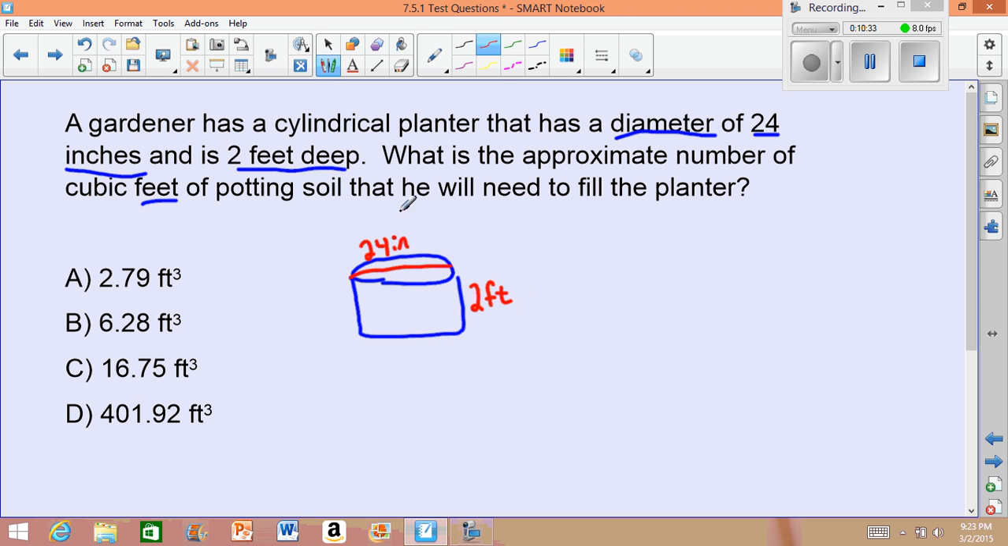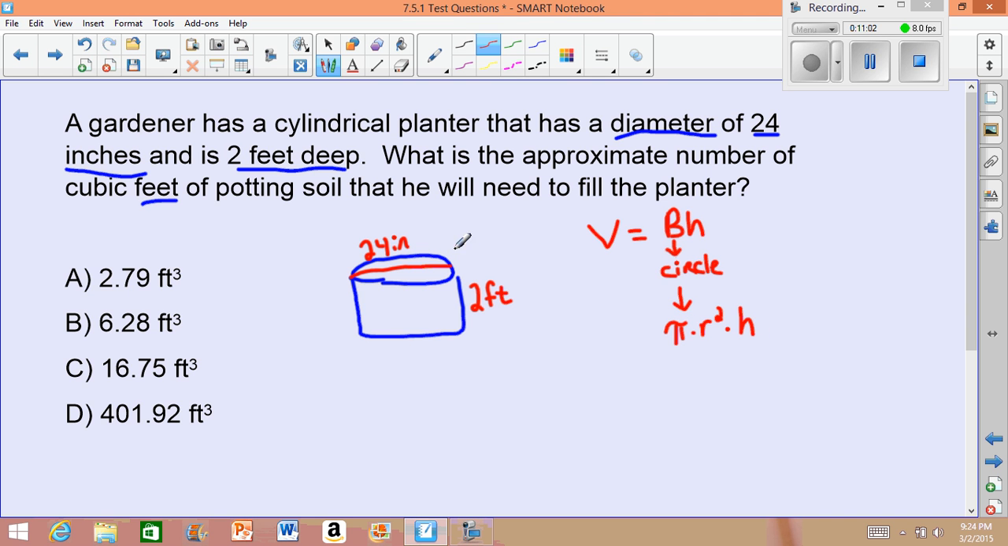Now, it's asking us for the volume. So remember, volume equals big B times H. So our big B for a cylinder is a circle. So we need to go to our formula chart and replace the big B with area of a circle. So that formula is pi times radius squared, and then we just multiply that by the height.